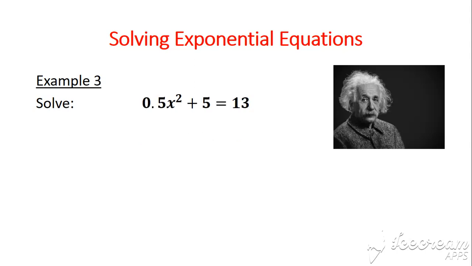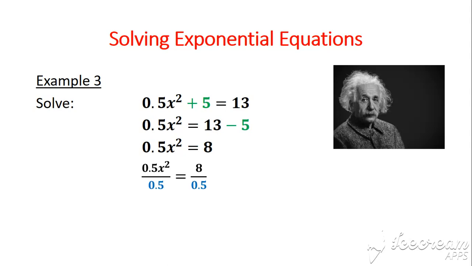All right, example 3. What about this? 0.5 times x squared plus 5 is equal to 13. The first thing we've got to do is get rid of that plus 5. So we're going to minus 5 off both sides. That leaves us with 0.5x squared on the left and 8 on the right, because 13 minus 5 is 8.